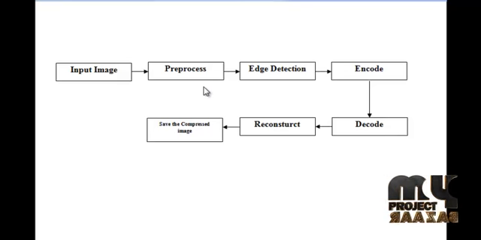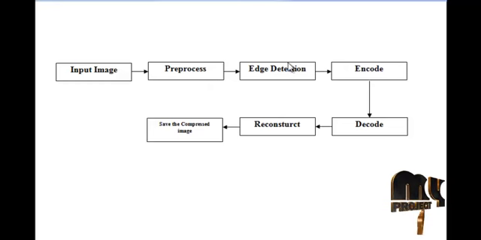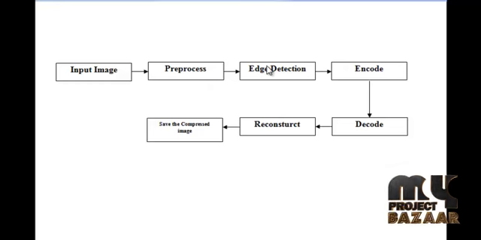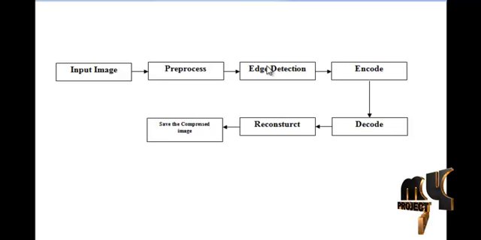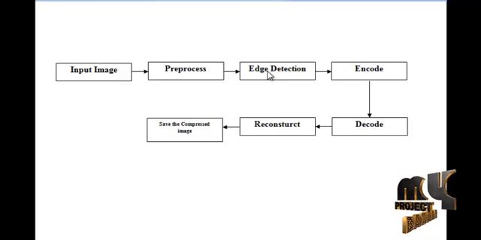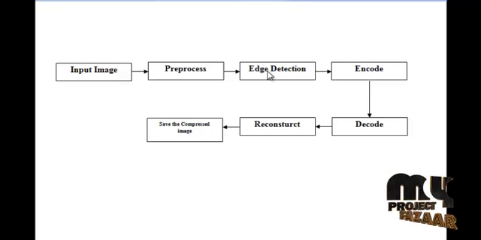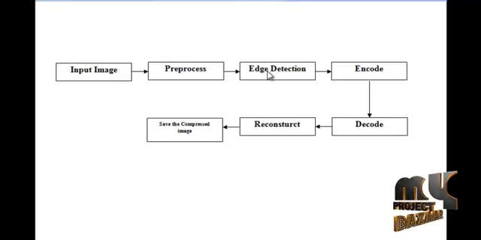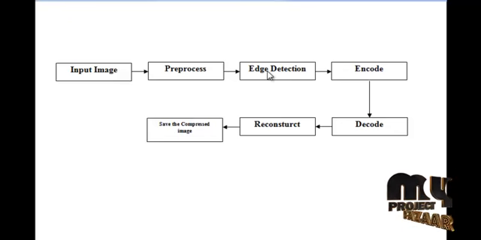And then the noise-removed image goes to the edge detection process. Edge detection is an image processing technique for finding the boundaries of objects within images. It works by detecting discontinuities in brightness. Edge detection is used for image segmentation and data extraction in areas such as image processing, computer vision, and machine vision. Edge detection is the name for a set of mathematical methods which aim to identify points in digital images at which the image brightness changes sharply.